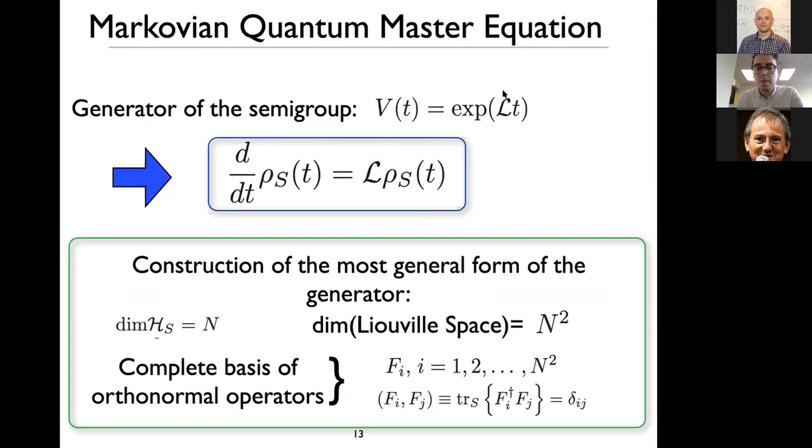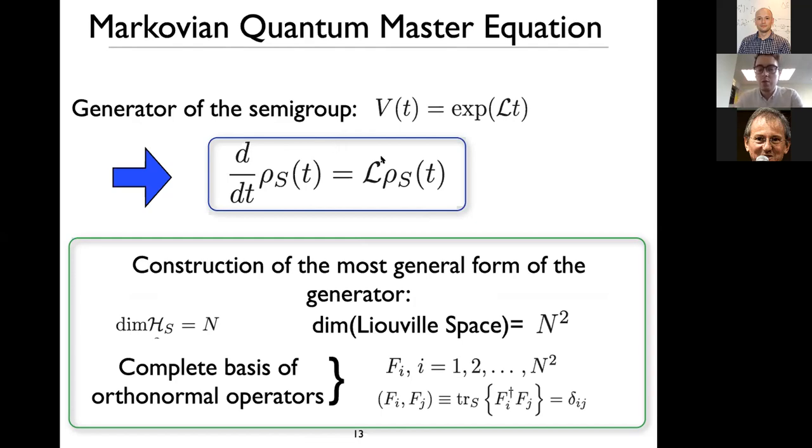Given the relationship of the dynamical map to the reduced density matrix rho S, we can take the time derivative of both sides of this equation to show that the corresponding equation of motion for our reduced density matrix rho S can be written in the following way. This equation of motion is what is referred to as the Markovian quantum master equation. Essentially, this is just the equation of motion for a reduced density operator rho S which undergoes a quantum Markov process.